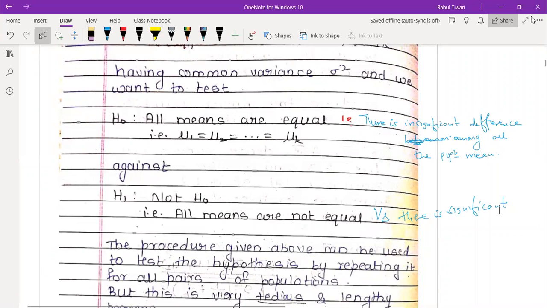I got some answer in the chat box. Let me see. H0 is a null hypothesis. That means whatever assumptions we have, we assume them under H0. And the claim which I want to make, the claim part, I always have to use under H1.